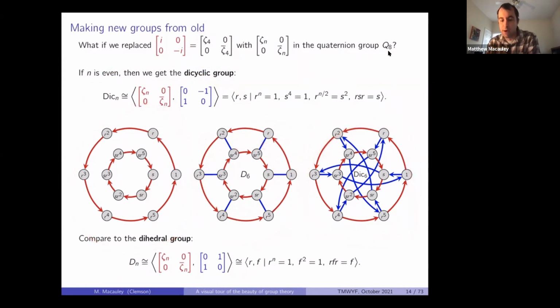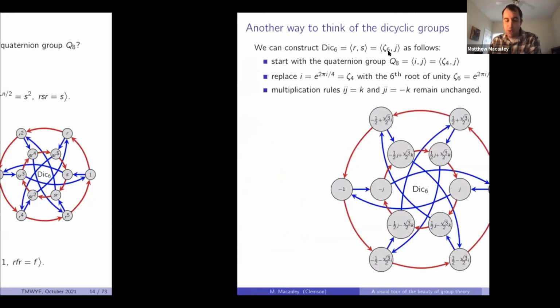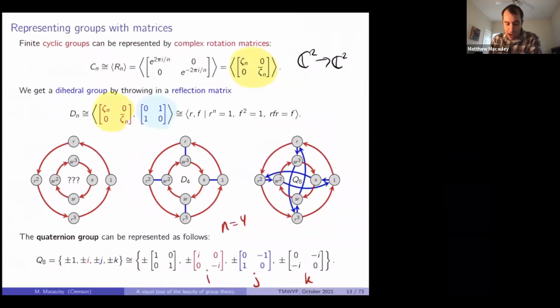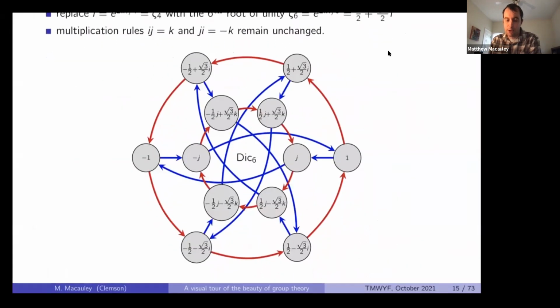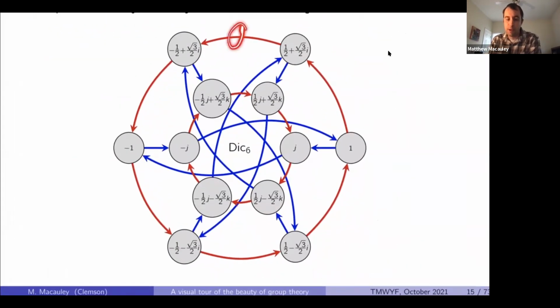I'm going to show you the best way I think to think about the dicyclic group. Here's another way to think about it. Remember the quaternions? You have I, J, and K. I is on the complex plane, on the unit circle, right up there. What if you replace I with a different root of unity? Here, let me just show you that picture. I would normally be here, but now we have a 6th root of unity, and multiplication behaves just as it normally does. So this complex number times J is that.